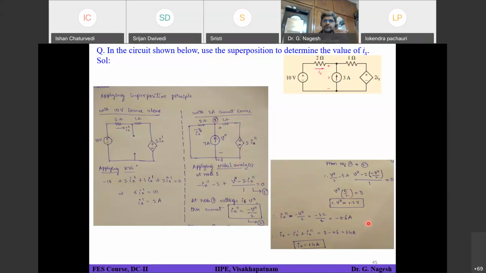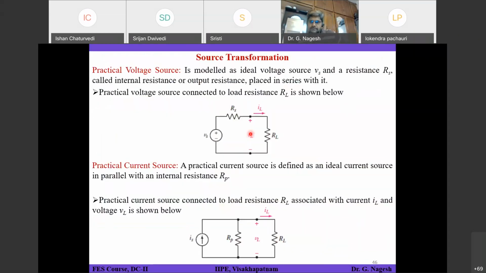If you have any doubt, you solve the same problem using nodal analysis. You will find out that Ix will be again 1.4 amperes. You can apply any method, nodal analysis or KVL or KCL, whatever it may be. So next.